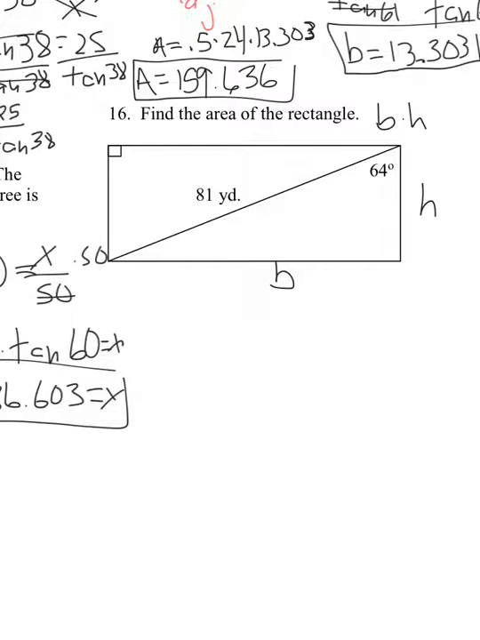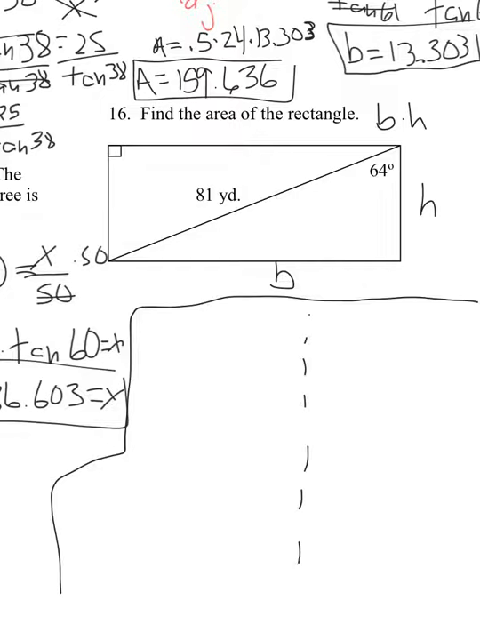All right, so we have to find both. So we're going to set up two problems here. Let me see if I can kind of create some space in here. So first, let's talk about setting up a problem for the height. So from 64, that's opposite, that's adjacent. And that's hypotenuse. So let's start with the height, adjacent to hypotenuse. That's going to give us cosine.